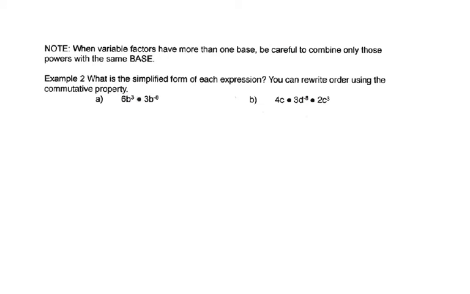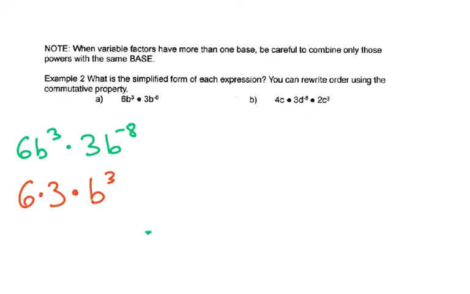Let's look at the next question. So in the next one, we have 6b cubed times 3b to the negative 8. Now, there are a bunch of properties that we glossed over at the start of last semester, and one of those properties is the commutative property, which says we can rearrange according to whatever order we want when we just multiply. So I'm going to rewrite this as 6 times 3 times b cubed times b to the negative 8.